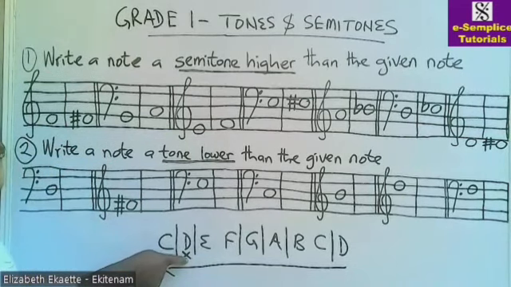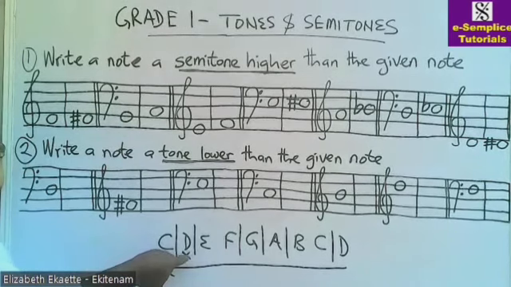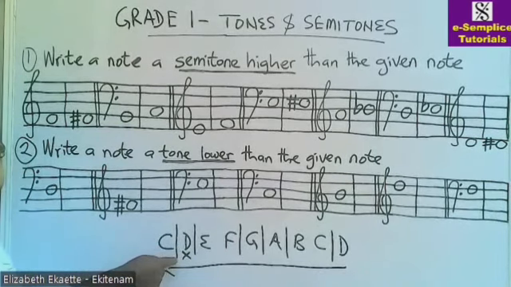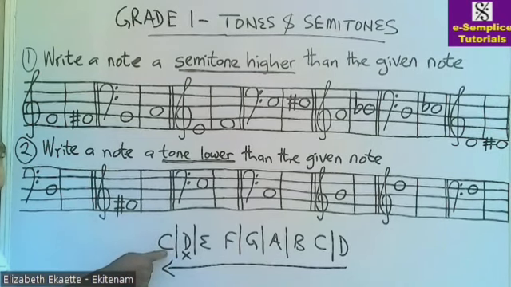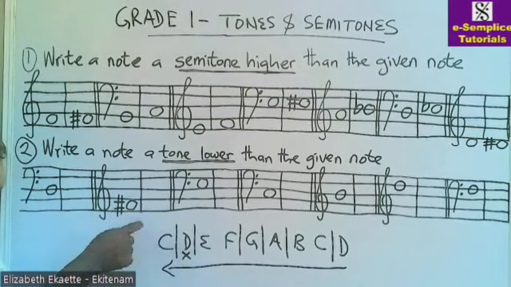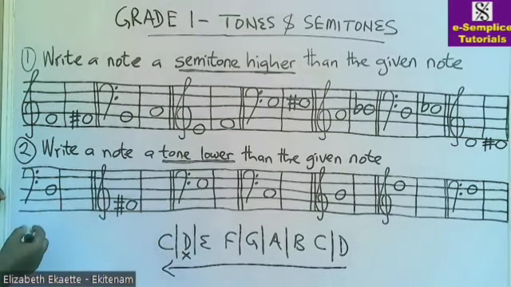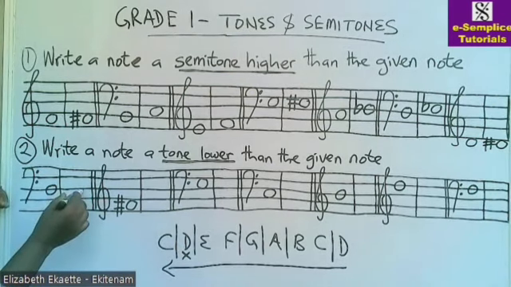Look at how I'm going to count 2 semitones backward, because backward 2 semitones will give me a tone. So from D to D flat is a semitone. D flat to C is a tone. So the answer I'm looking for is actually C, because C is a tone lower than D. So I come to the stave and put a note on C.